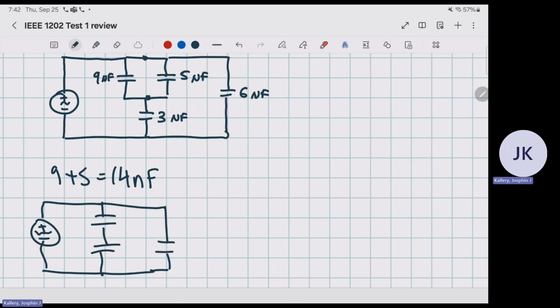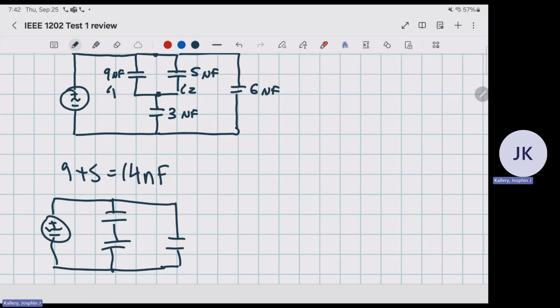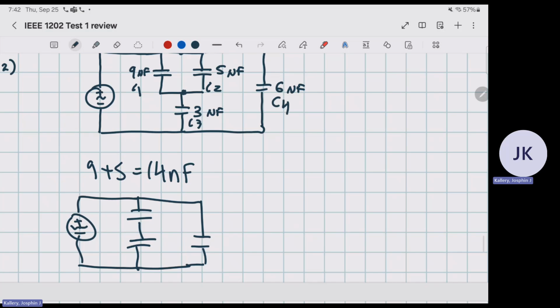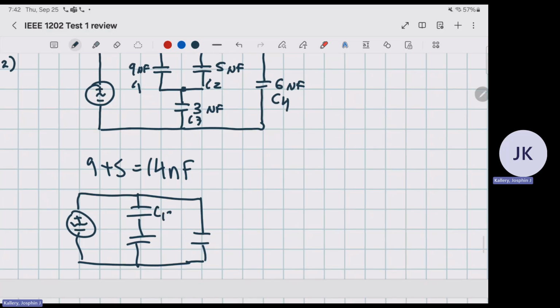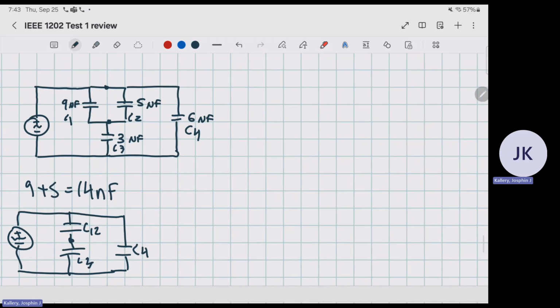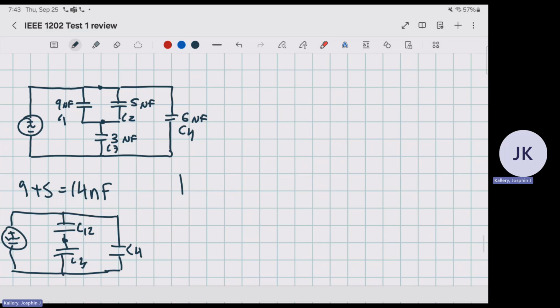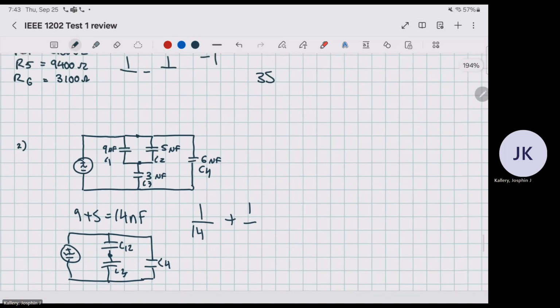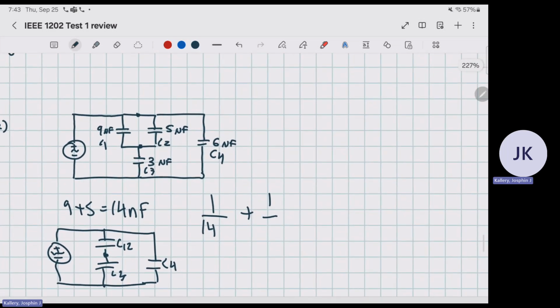Okay, and then we can call these C1, C2, C3, and this is going to be C4. So this is C1, 2, this is C3, and then this is C4. Alrighty. Now we can combine C1 and 2 and C3 in series because they share one node. That would be 1 over 14 plus 1 over C3, oh, C3 is 3, sorry.